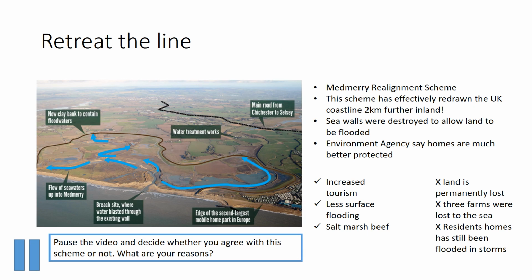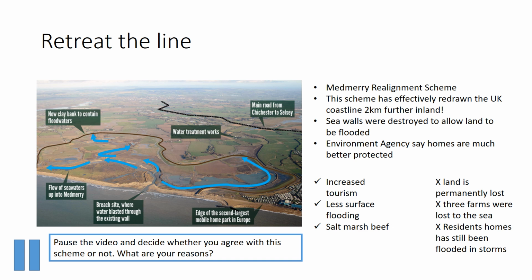So managed realignment is an example of retreating the line, which is an option available on all shoreline management plans. But it is a controversial choice. In 2014, the UK's largest realignment sea defence scheme was completed at Medmerry in West Sussex. This scheme has effectively redrawn the UK coastline 2 kilometres further inland.